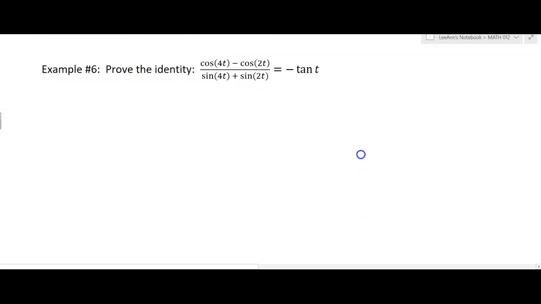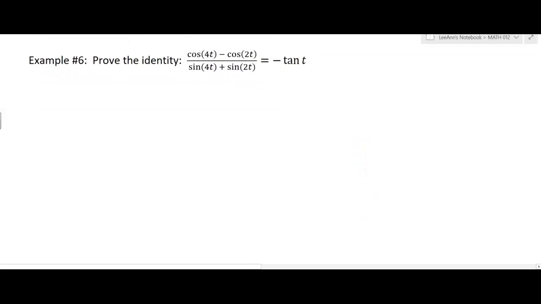Okay, so they want us to prove an identity. I'm going to work on the left-hand side, and you can see I've got a cosine minus cosine in the numerator, and then I've got a sine plus sine in the denominator. And I want it all to equal this cute little minus tangent t.